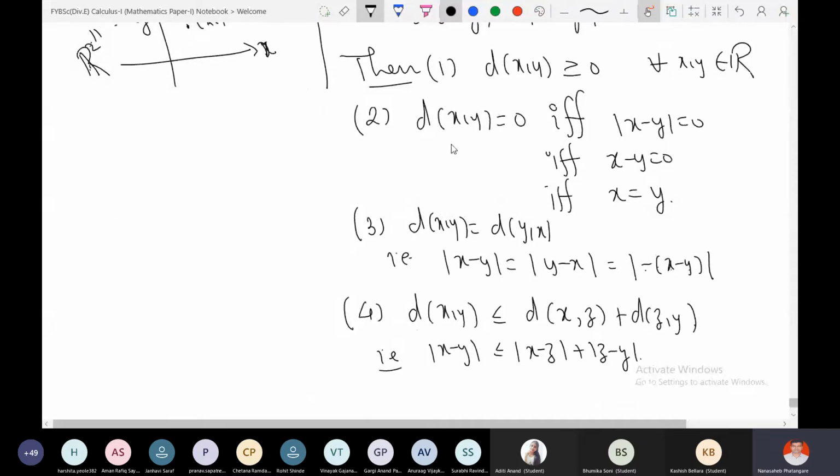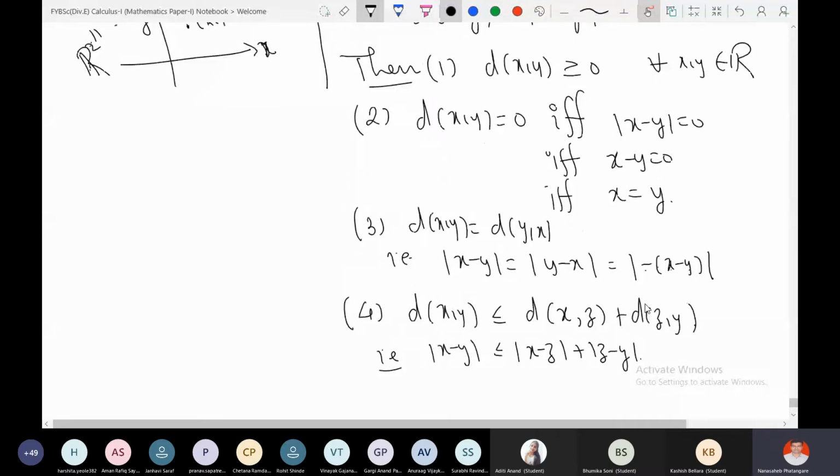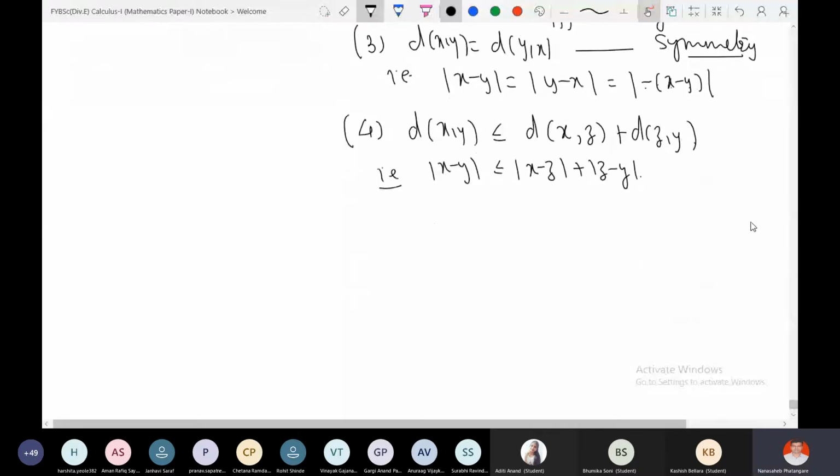And what does distance satisfy? The distance between 2 points is always greater than or equal to 0. The distance between 2 points is 0 if and only if they are equal. Right? The distance of x from y is the same as the distance of y from x. That property is called symmetry. This property is called non-negativity. And this property is called triangle inequality.